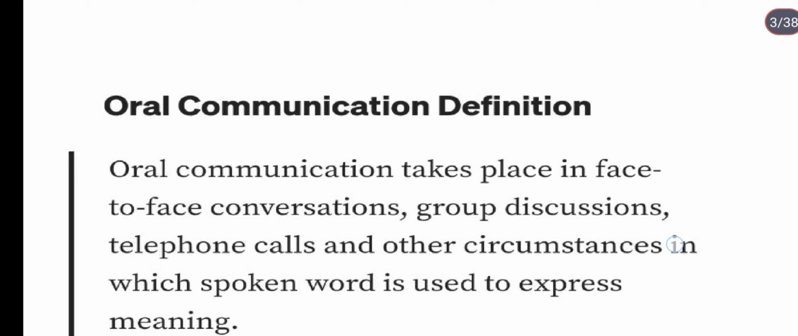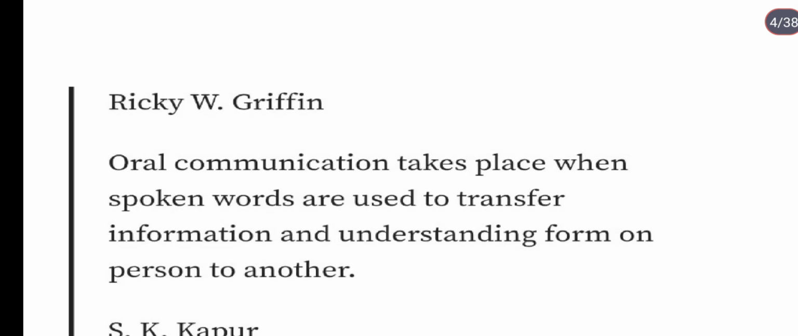Oral communication takes place in face to face conversation, group discussion, telephonic calls, and other circumstances in which spoken words are used to express meaning. And the second definition is: oral communication takes place when spoken words are used to transfer information and understanding from one person to another.